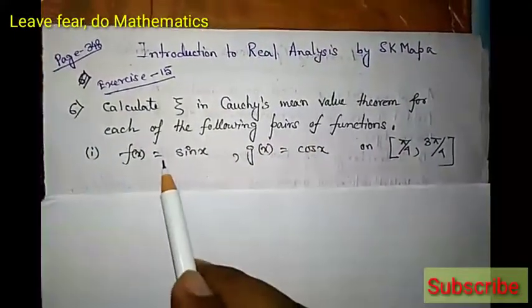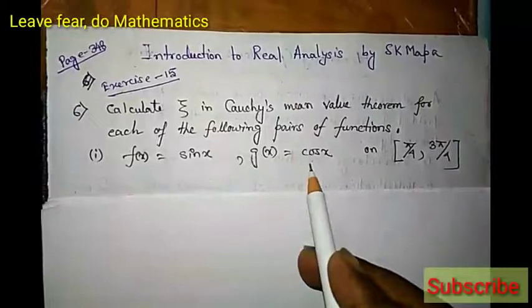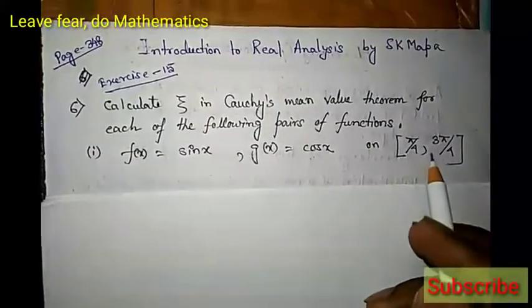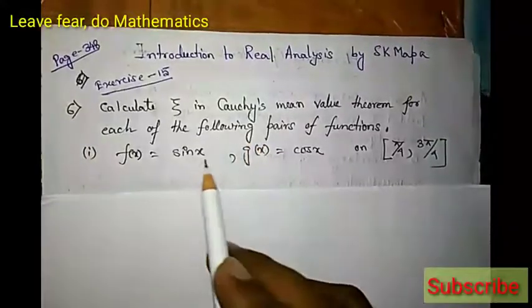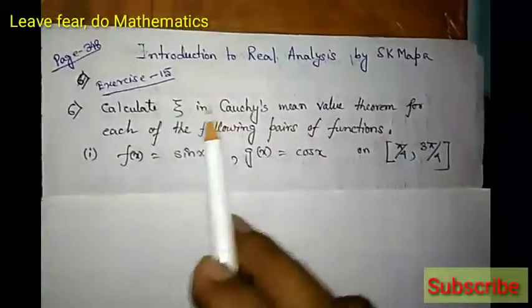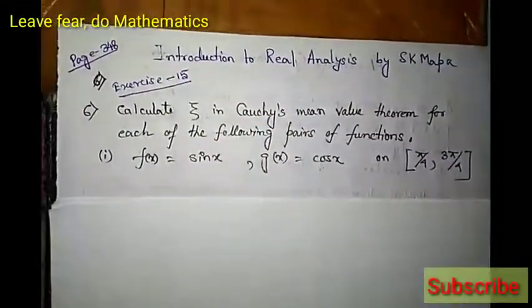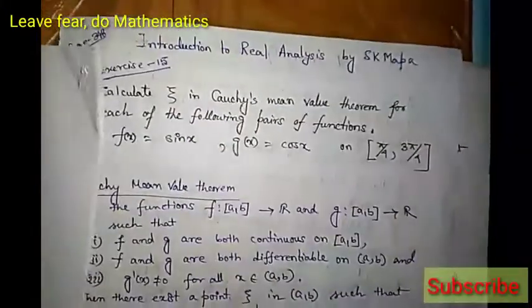The functions are given as f(x) equals sin x and g(x) equals cos x in the interval [pi/4, 3pi/4]. So we have to verify the Cauchy mean value theorem for these two functions, and then find the value of xi. For that, let us first learn what the Cauchy mean value theorem is.